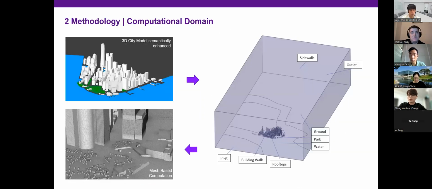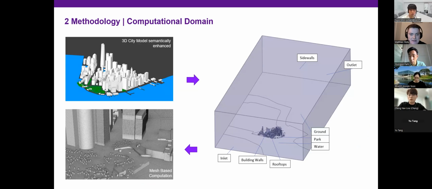Now, the computational domain. First of all, our area of study is downtown Manhattan. You can see up there on the upper left, there is a 3D model which we are using. The source for this is the DOITT department from NYC. It's all under the open data umbrella, retrievable. And yeah, we simply enhanced it semantically by letting materials and so on flow into this 3D model as well.